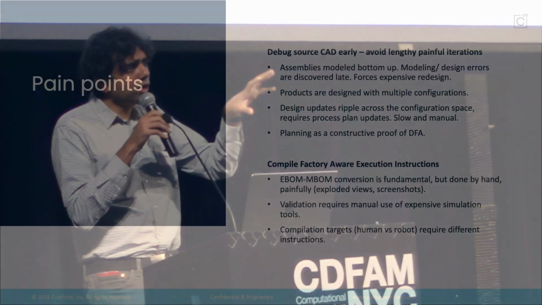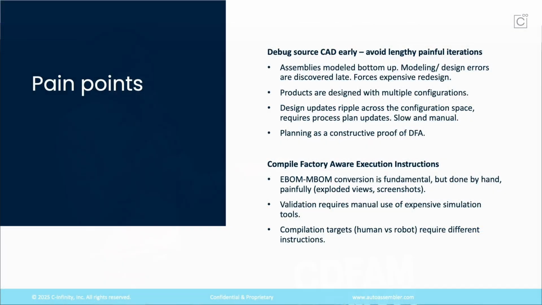So when you have multiple configurations of a product, every change you make to a design ripples across all of those configurations, and they can affect the manufacturability of a whole product family. Now you're thinking about not just a single design, you're thinking about a class of designs. So how do you manage that kind of complexity?